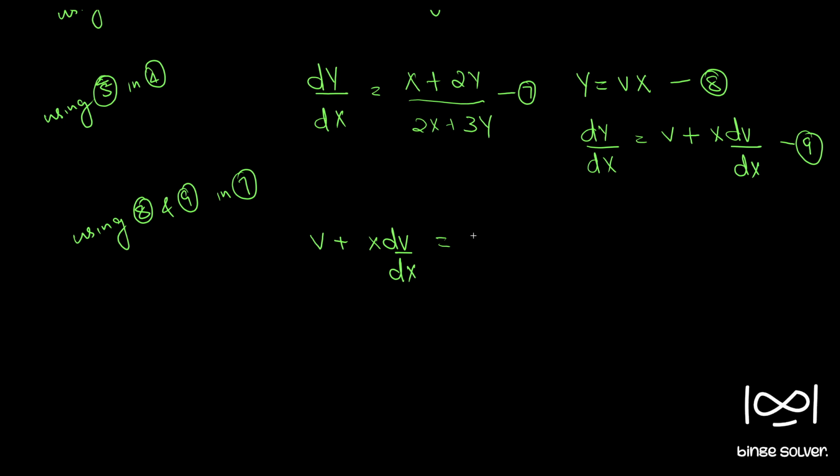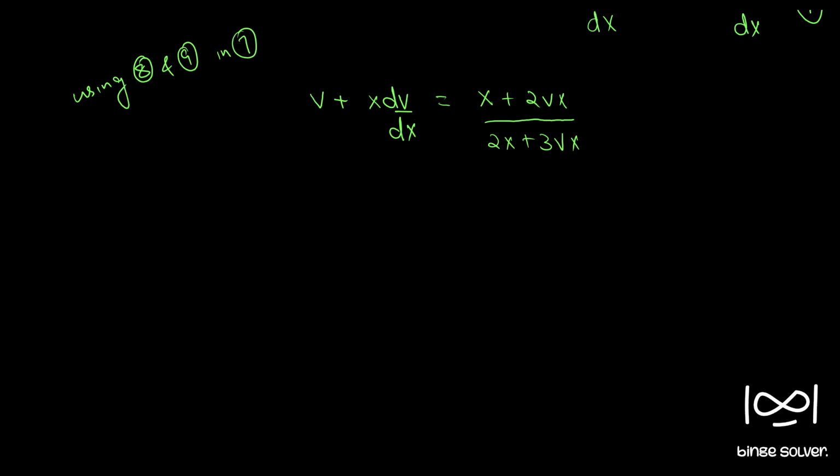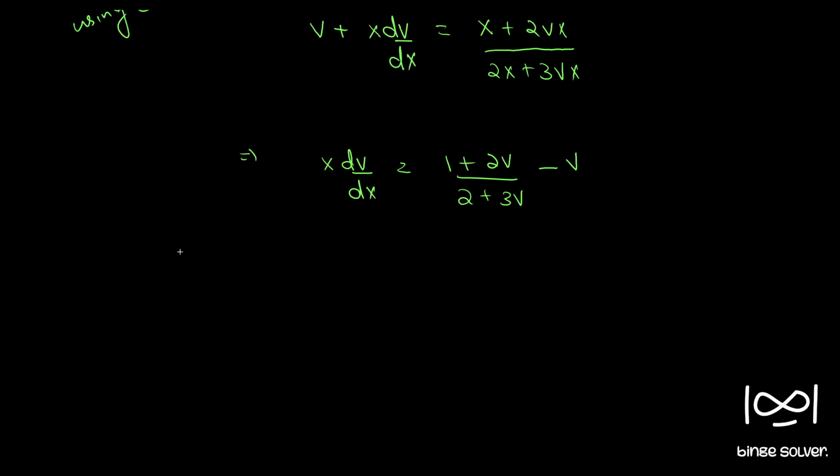we write vx, so it becomes (x+2vx)/(2x+3vx). Now simplifying this, we cancel out x from numerator and denominator, so we have x dv by dx is equal to (1+2v)/(2+3v) minus v. So taking this v to the right hand side.